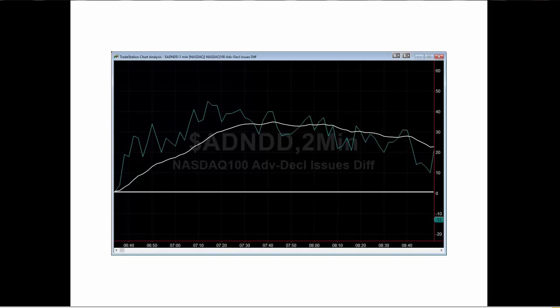All right, the third thing I look at is the advanced decline issues. And then I put a little moving average with it as well, because, as you can see, the cyan line there gets kind of choppy. So I'm looking for the overall direction here on this particular day. In the morning, the first hour, we've definitely got a bullish predominant energy. And so the number of issues going up versus down is imbalanced to the upside. So I would only want to go long.